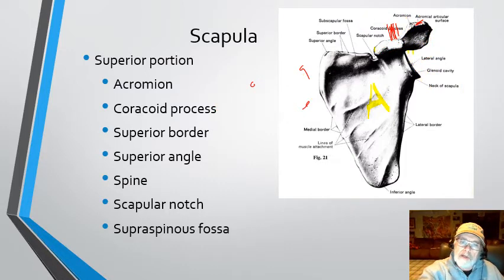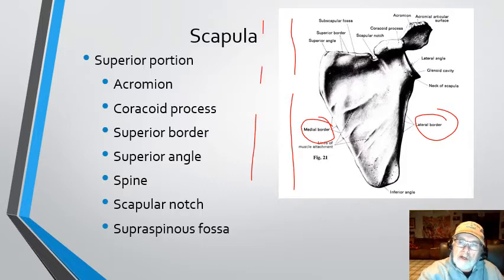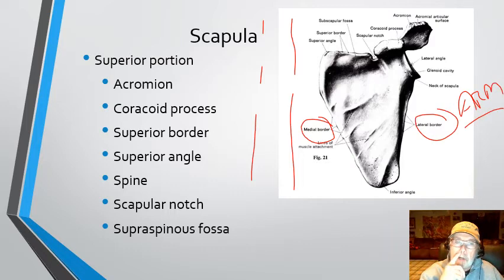So again, let me get rid of this stuff so we can talk about the other stuff that's on this particular slide, okay? So again, when we look at this, this is the lateral side, there's the lateral border, there's the medial border over here. The vertebrae would be right in here, and the arm would be out here, okay? Just to orient you where you're at, okay?